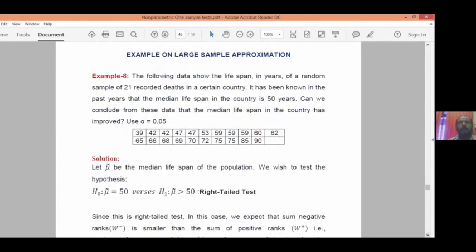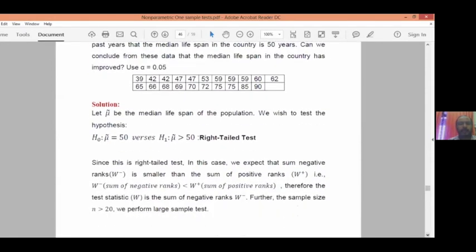Next are examples of large sample approximation. For large sample approximation, this is the example data. We have to test the hypothesis. And this is a right tail test, because we have set the assumptions according to what is given in this problem.